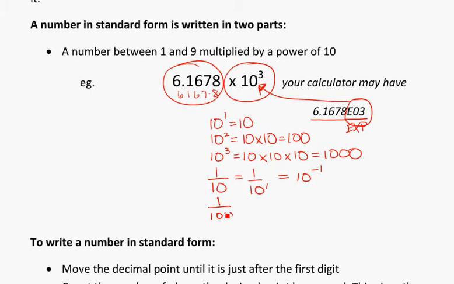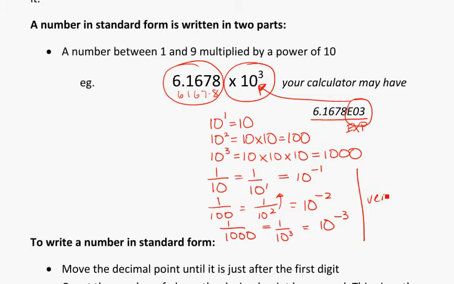1 over 100 is 1 over 10 to the power of 2, and if we bring this up to the top line, you have to make it a negative. Now 1 over 1,000, 1,000th is a very small number, so it's 1 over 10 cubed. And bring it to the top line, it is 10 to the minus 3. So these are very small numbers. And these ones can get very large. And the exponent gets larger.